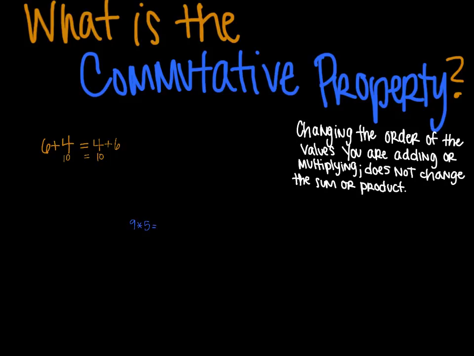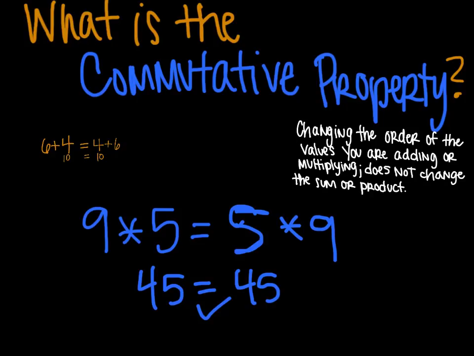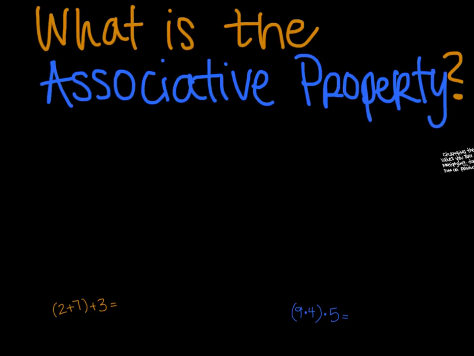The same holds true with multiplication. So in this example, we have 9 times 5. Reflect again across the equal sign, and we now have 5 times 9. Again, 9 times 5 is 45. 5 times 9 is 45. That's true commutative property. The next one is the associative property.